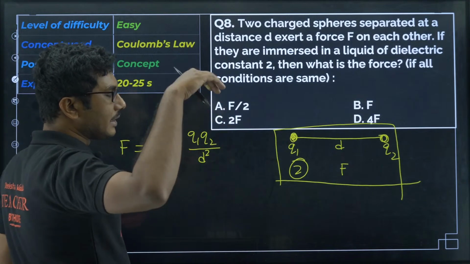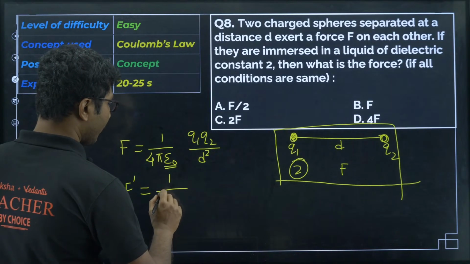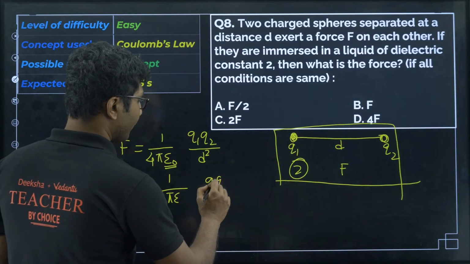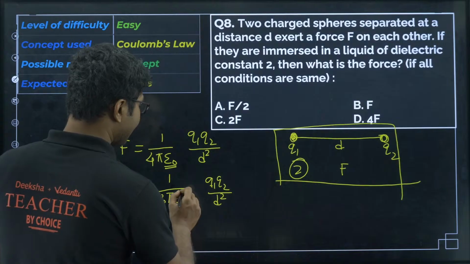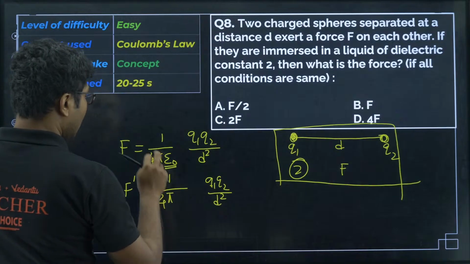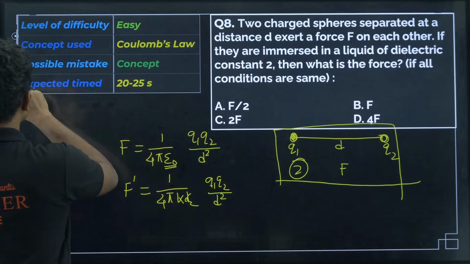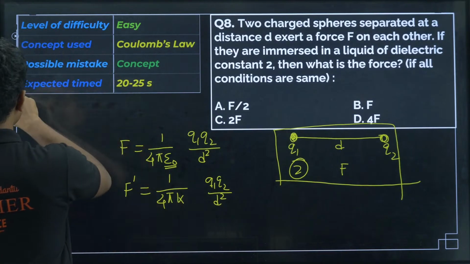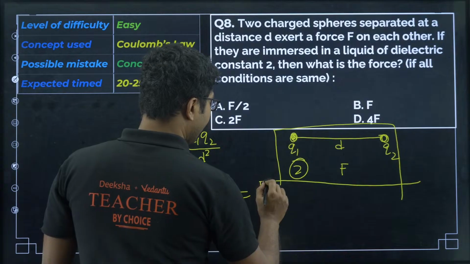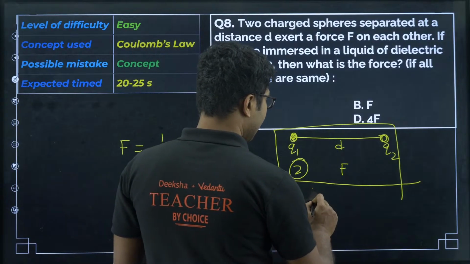Okay, but if you keep it in some other medium of dielectric constant K, then the new force will be 1 by 4 pi epsilon into Q1 Q2 by d square. What is epsilon? Epsilon is basically K into epsilon naught. So you can simply say that if I immerse the entire system into a liquid of dielectric constant K, then the new force will be F by K. So here in this case, F by 2.